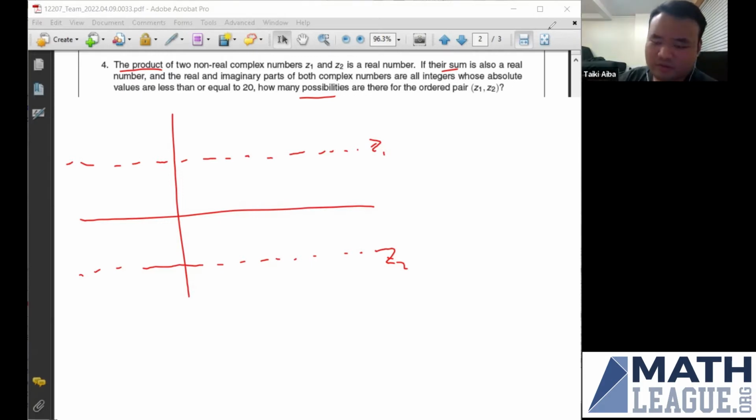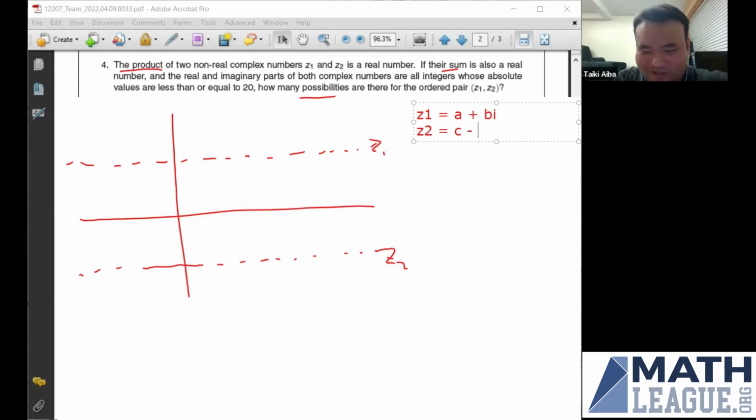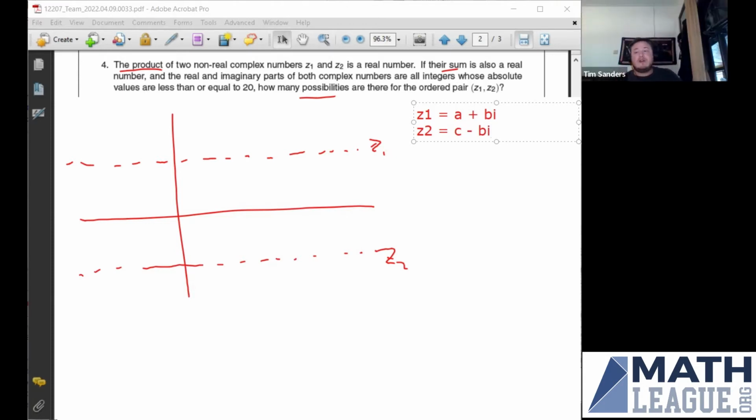I believe if we wrote Z1 and Z2 as A plus BI and C minus BI, and we just manually expand, multiply them like that. So you're saying Z1 is A plus BI, and Z2 is, let's call it C minus BI, right? Because for now, we at least know that the B's are going to cancel each other out.